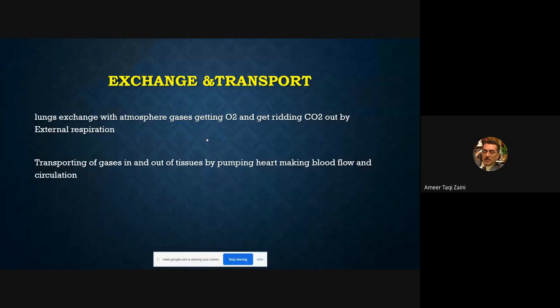Let me talk about exchange and transport. The process of getting air from the atmosphere to the lung is called ventilation, and the process of gas exchange in the lungs between atmospheric air and the blood gas is called external respiration. When the blood gets oxygen and disposes of its CO2, this oxygenated blood needs to be delivered to the peripheral tissues. The organ that delivers the oxygenated blood to the tissues is the pumping heart, which pumps blood, making circulation, and by circulation the oxygenated blood is delivered to the tissues.